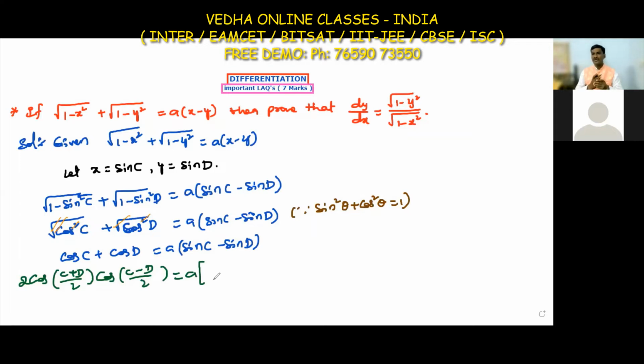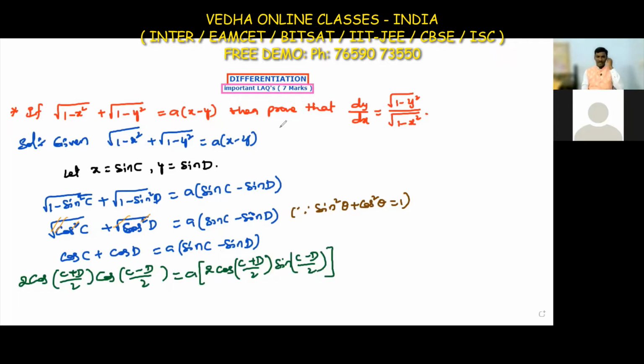Okay, that is a sine formula. Sine formula is sine cos and cos sine. We have minus sign here. When we have the negative sign, we get the second part, cos sine. We get 2 cos c plus d by 2 into sine c minus d by 2.